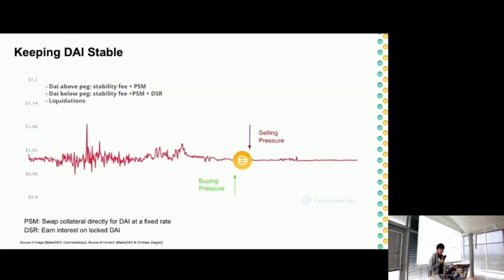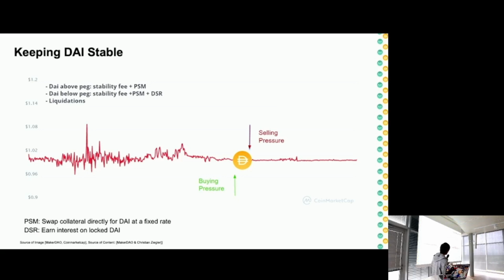Now, keeping that stablecoin stable, you need the selling and the buying pressure. This is done through the DSR and the PSM modules. If DAI is above the peg, you have a stability fee and the PSM. Stability fee goes directly to Maker, so you're creating a vault, you're borrowing money there, and you're paying basically an interest on this. And at the PSM, you can, instead of creating a vault and having a safety margin, you can directly swap collateral to DAI for a fixed rate.